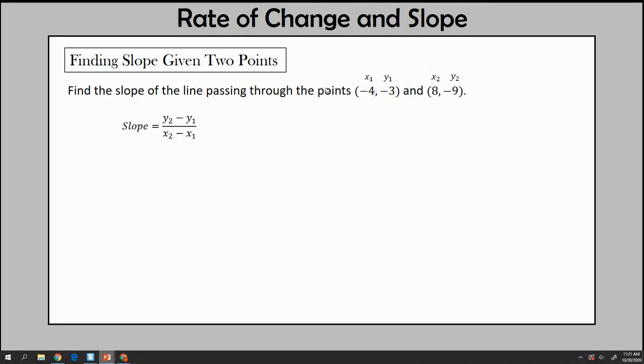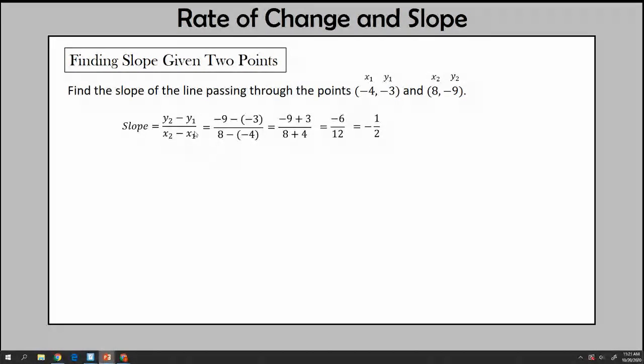If I follow my labels here, I get -9 minus -3, y2 minus y1, over x2 minus x1, that's 8 minus -4. So this becomes -9 plus 3 over 8 plus 4, -6 over 12, which is -1/2.